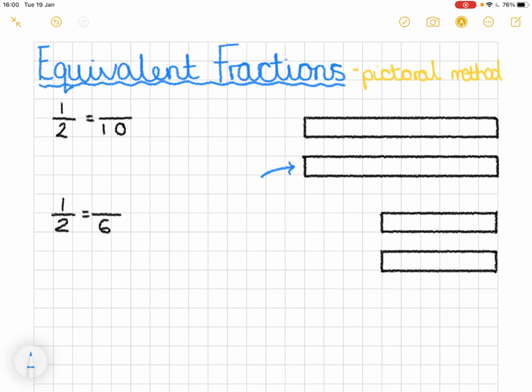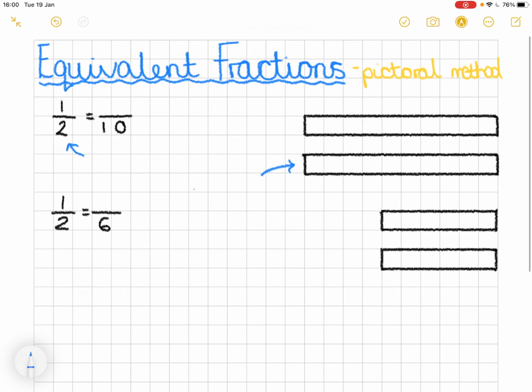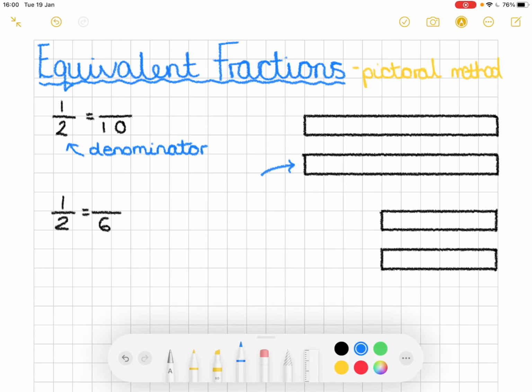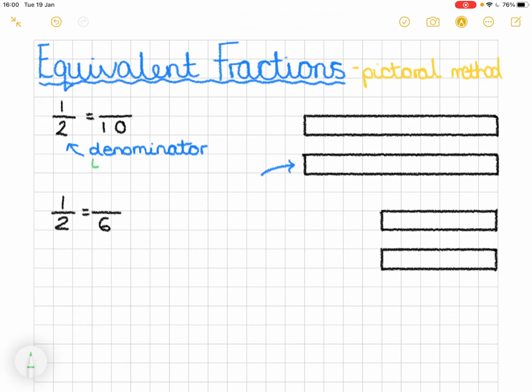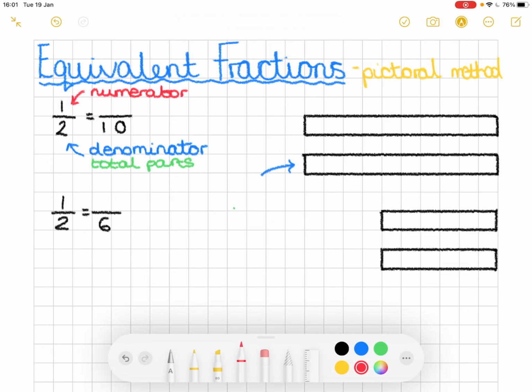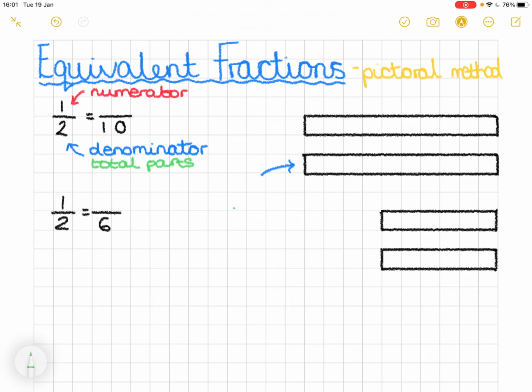So if we recap what we learnt yesterday and label up our fraction, we know the denominator is our bottom number, and denominator means total number of parts. So I'll put total parts. The number on top of our fraction is the numerator. And this is really important today, because this is the number we need shaded, or parts shaded. So I'll put parts shaded.